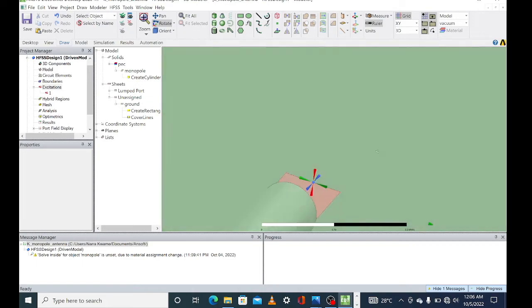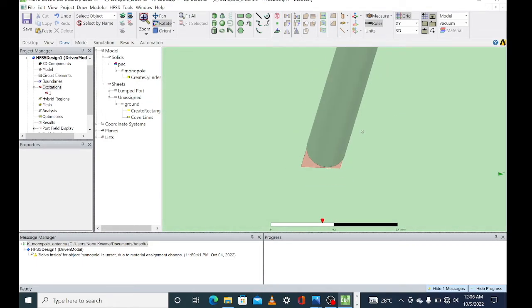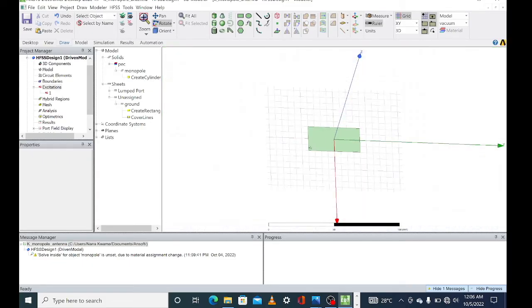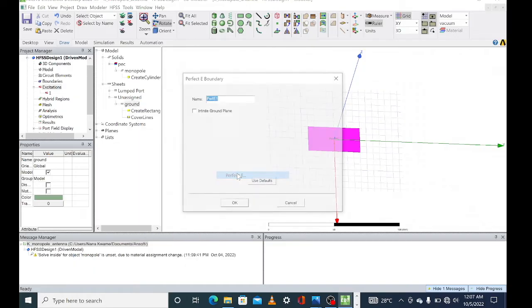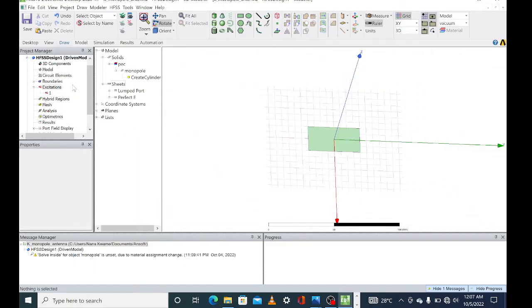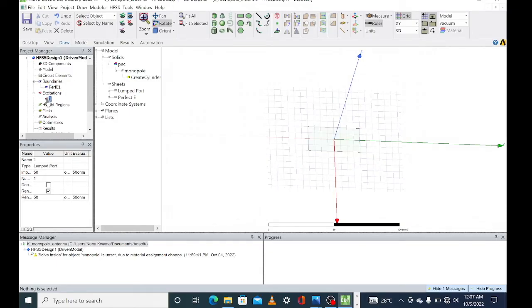Here's how it looks. So I'll just assign perfect E to my ground. Assign boundary perfect E to the ground. So I'll check from boundaries that my ground is excited. As well, I've assigned boundary to the ground and my excitation too. I'm now left with the airbox.